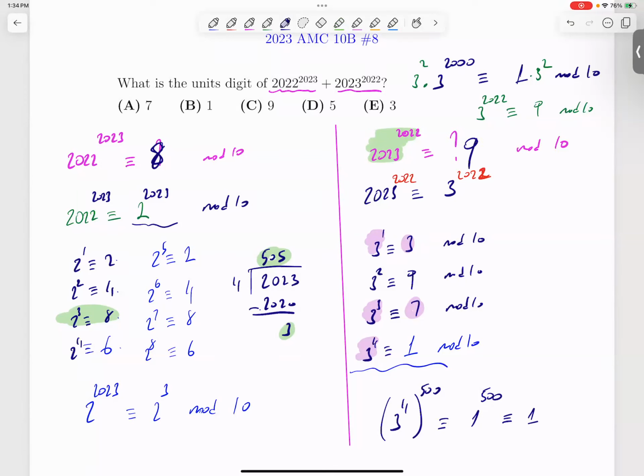Now, the question is the sum of these two numbers, 2022 to the power of 2023 plus 2023 to the power of 2022. If we add the remainders, 8 plus 9 is 17. So when we divide by 10, the remainder is 7. So the answer is option A.